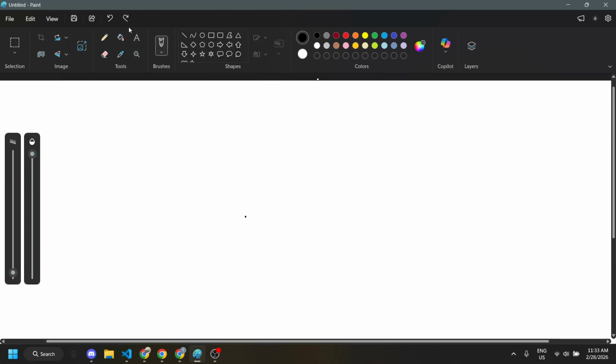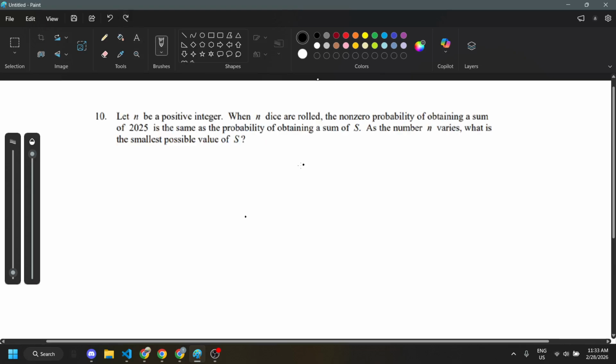Okay, n is a positive integer. When n dice are rolled, the non-zero probability of obtaining the sum of 2025 is the same as the probability of obtaining the sum of s. As n varies, what is the smallest possible value of s? If we're rolling 2 dice, I'm assuming they're 6-sided, so we have 1 through 6 on each. Here we don't count zeros.